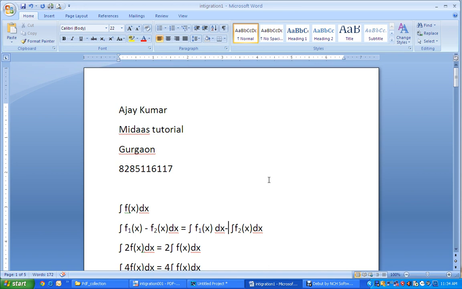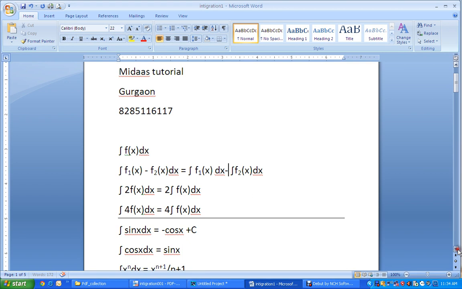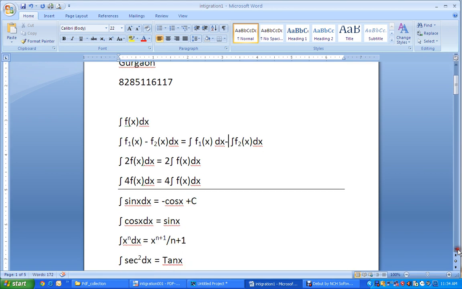Correct. Next thing, integration 2 times f(x) dx. Here 2 is a constant. Why is 2 a constant? If we are talking about a function of x, like 2x square plus 3x plus 5, the function depends upon the value of x. So in that case, only x will be a variable part. Otherwise, 2, 3, 5, all these are constants.